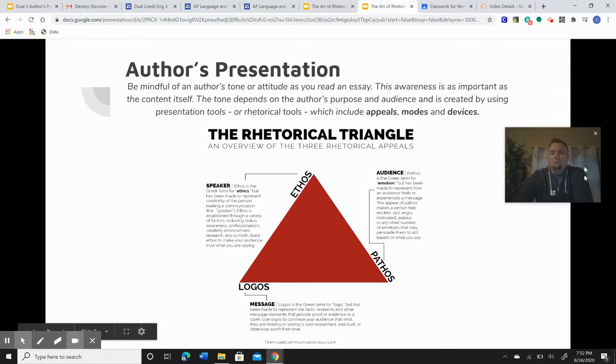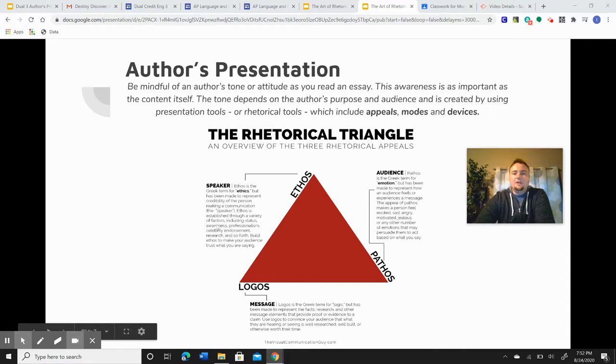All right, move on. Be mindful of the author's tone or attitude as you're reading an essay. This awareness is as important as the content itself. The tone depends on the author's purpose and audience and is created by using presentation tools or rhetorical tools, which include appeals, modes, and devices. So this is a different version of the rhetorical triangle that you're all probably more familiar with. It talks about ethos, logos, and pathos.